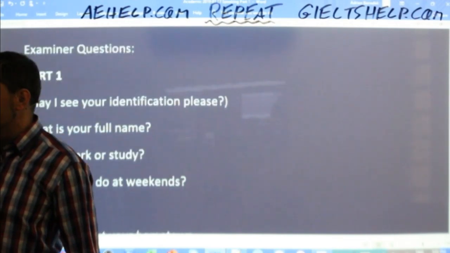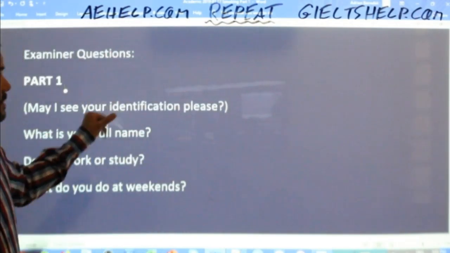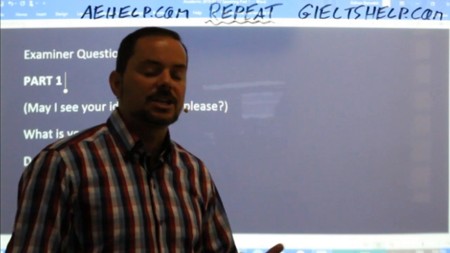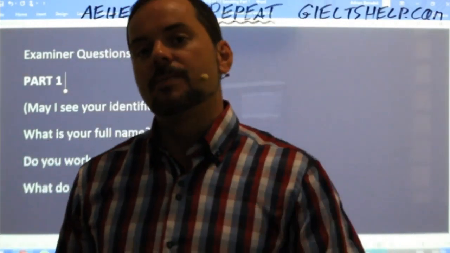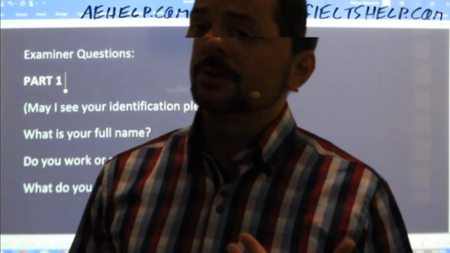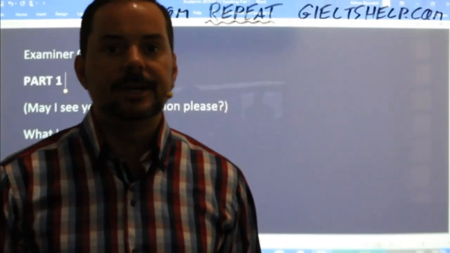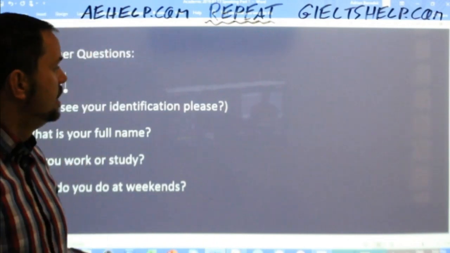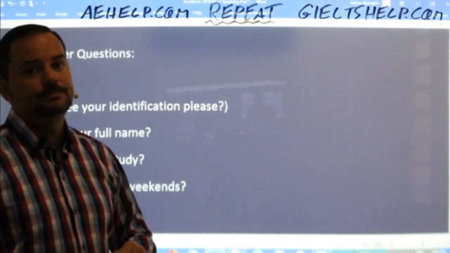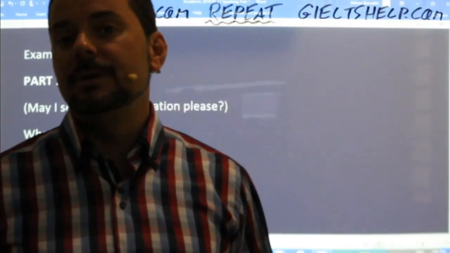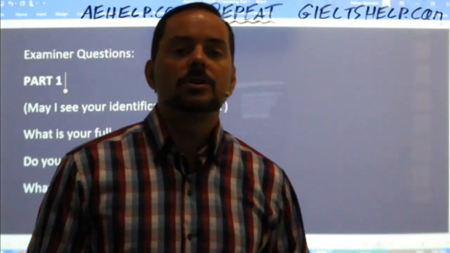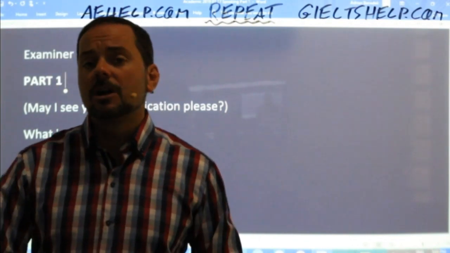And let's get into some part one speaking questions. The speaking section of the IELTS exam has three parts. Each part is more and more difficult. They're a little bit different. Part one is usually about you. It's easier topics like hobbies, sports, movies. So easier topics to talk about.